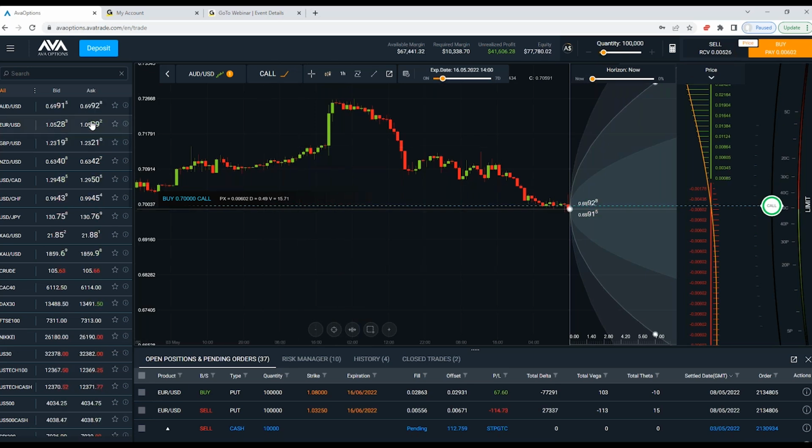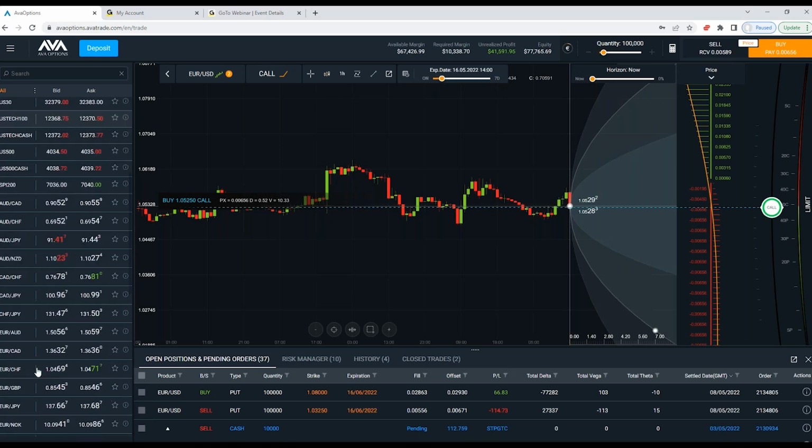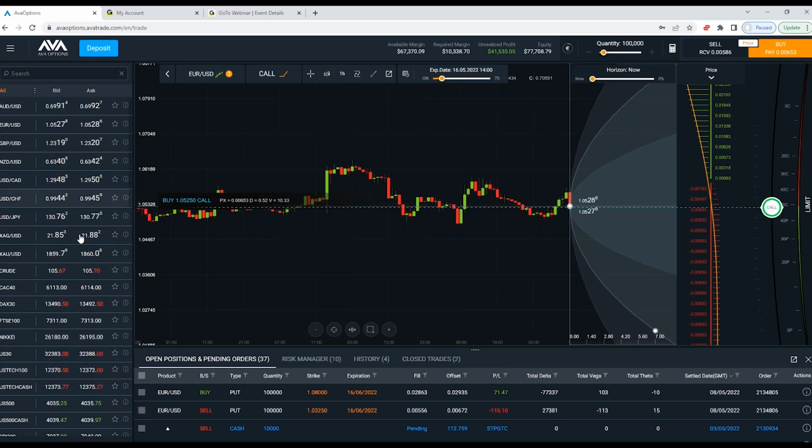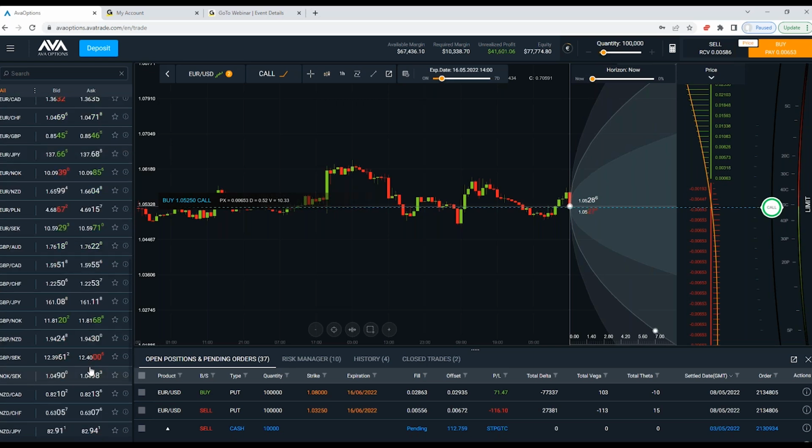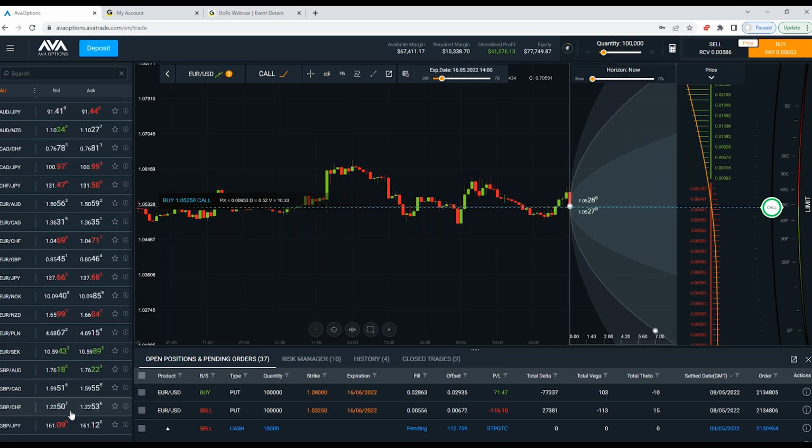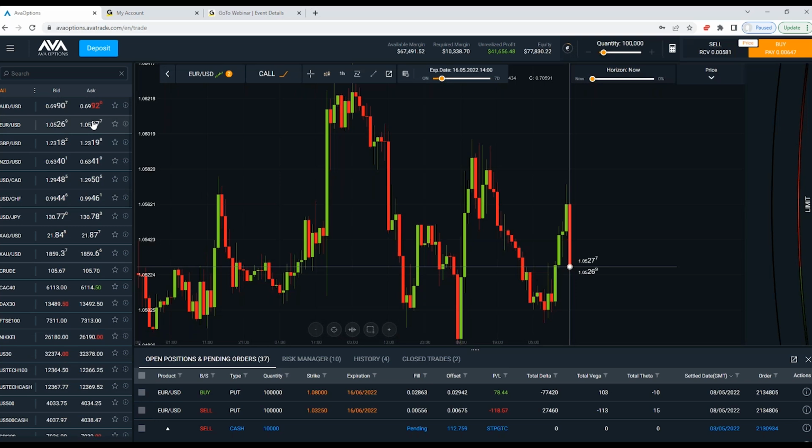Let's go back to our favorite Eurodollar. On the left side, we have our assets, Eurodollar, cable, Kiwi, we've got equity indices, we've got crosses, we've got emerging markets. Let's just choose Eurodollar by clicking on it.